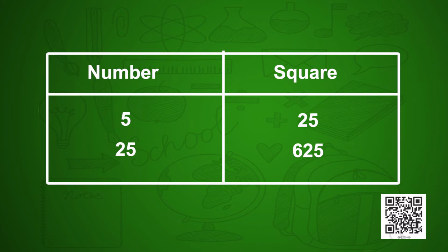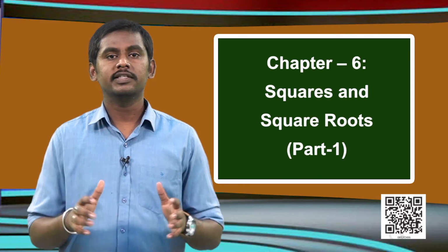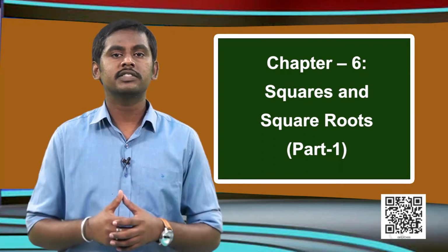Let us take a bit bigger number. Take 25. 25 ends with 5 in its units place. Well, let us find out its square. When you multiply 25 by 25, you can do it stepwise and you end up with the answer 625. The 625 also has 5 in its units place. So, we can say that whenever a number ends with 5 in its units place, its square will always end with 5 in its units place. So, by this we have seen the 5 properties of square numbers.